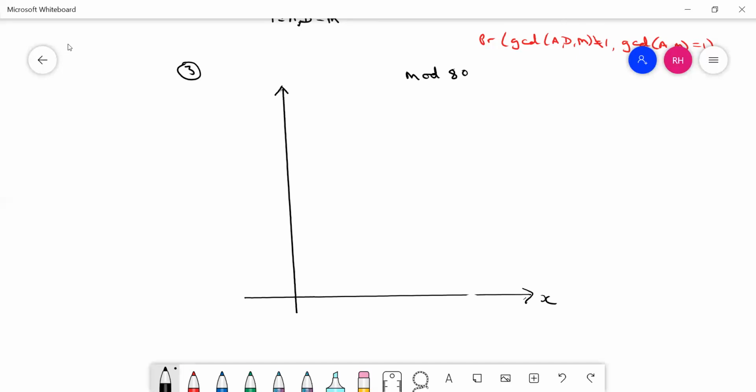If we're dealing modulo 80, of course, you can't get anything beyond 80. So what I could do is draw a line here at 80, and a line here at 80. I'll label it in a sec. Okay, so this is 80 and this is 80. So say we want AX to equal B modulo 80.